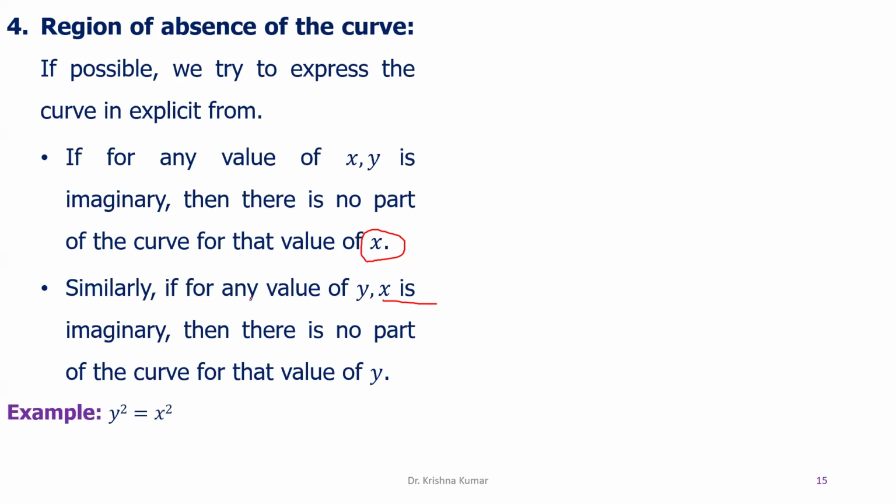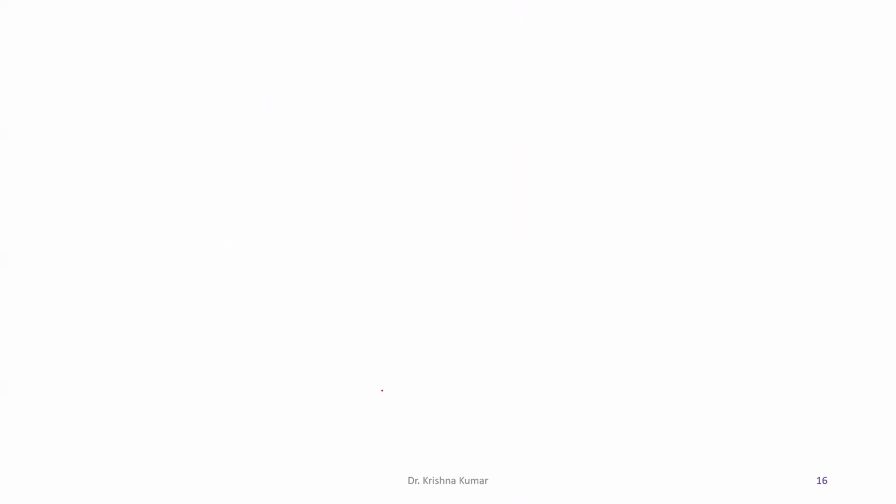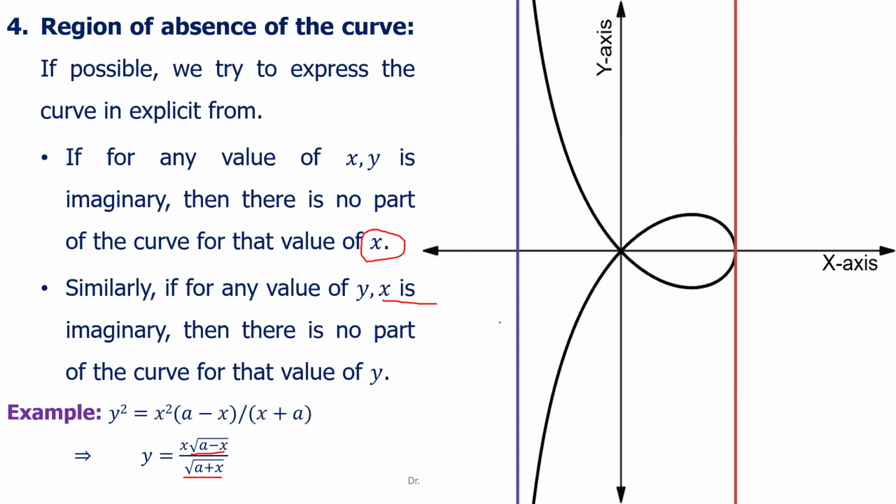Suppose we are given y square equal to x square times (a minus x) divided by (a plus x). So here we can write y equal to x root (a minus x) upon root (a plus x). And if we want to trace this curve, we get, just look here, this is x equal to minus a, and this is x equal to plus a.